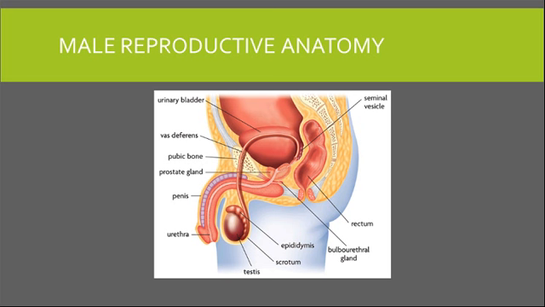Sperm mature within the epididymis, which you can see on the slide here, and they're actually stored in the epididymis. Sperm leaving the epididymis next will pass through the vas deferens.